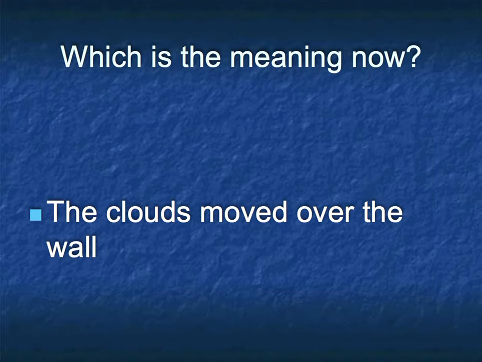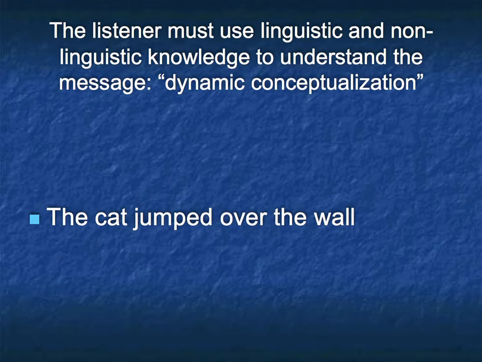Which is the meaning now? The clouds moved over the wall. Different propositions you're going to extract. The different meaning to over here. What about the cat jumped over the wall? So the listener must use linguistic and non-linguistic knowledge to understand the message. That's what we call dynamic conceptualization. We'll be hearing more about the prepositions over and under later in the course.